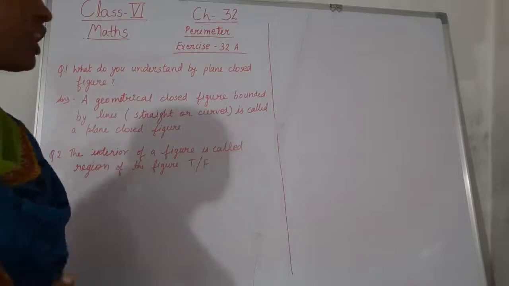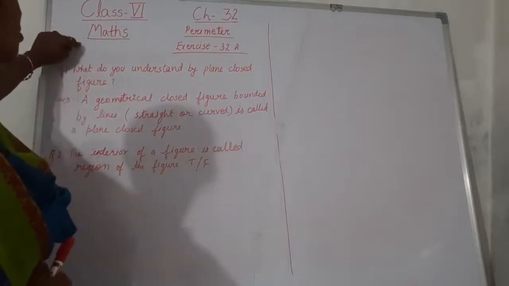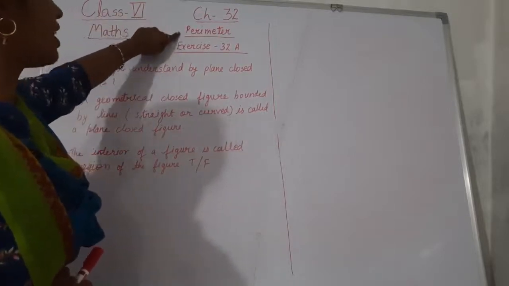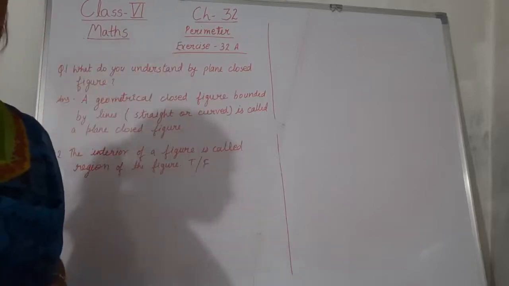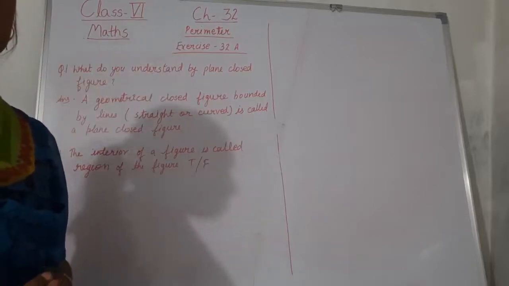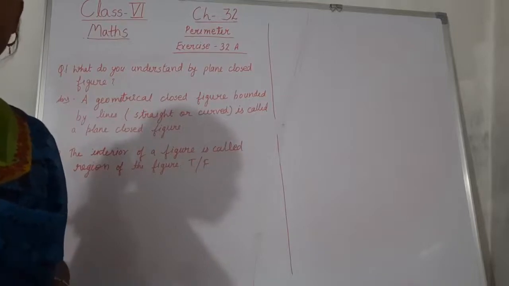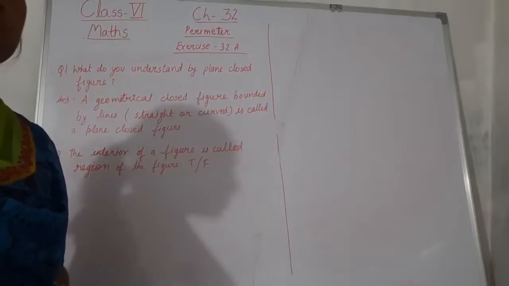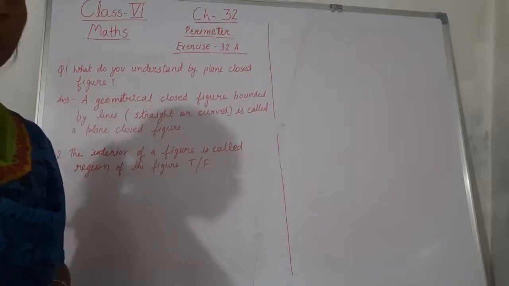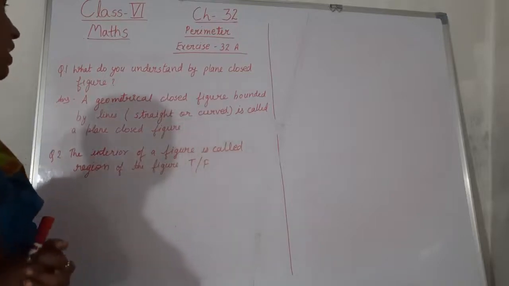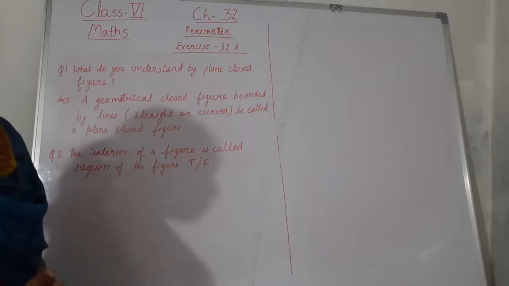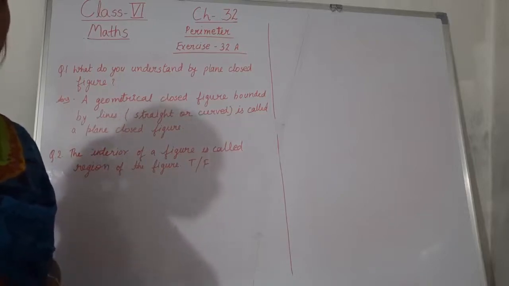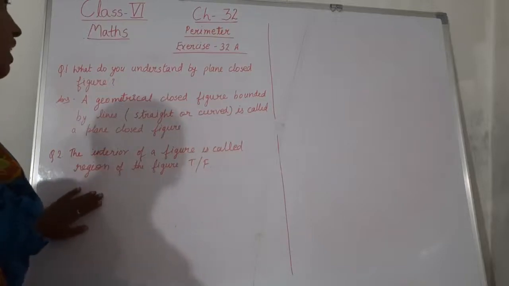In this video, we are going to see class 6 maths chapter 32 perimeter exercise 32a. If you have not seen exercise 33 and exercise 34, then you can go to my channel and see that chapter is already solved. Before starting the perimeter exercise, there are a few things which I explained in the previous video. You can go and watch that video. Then let us start this exercise.